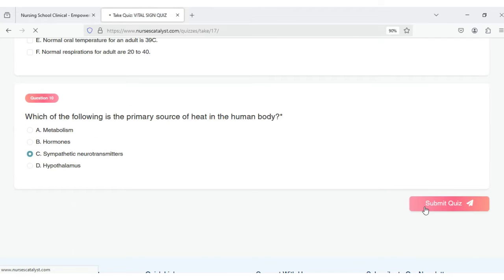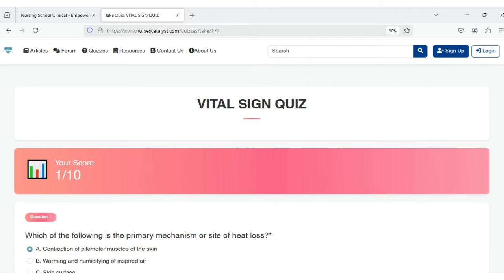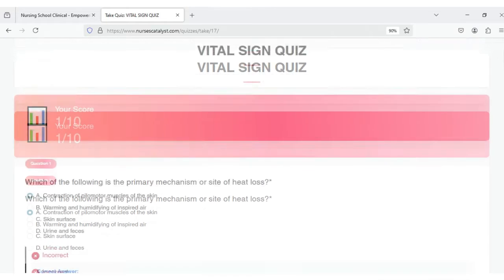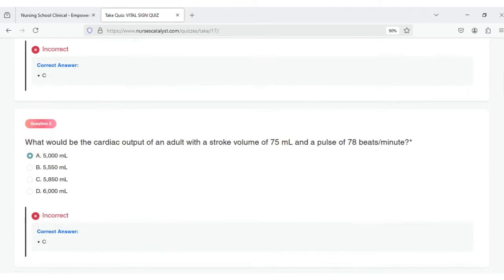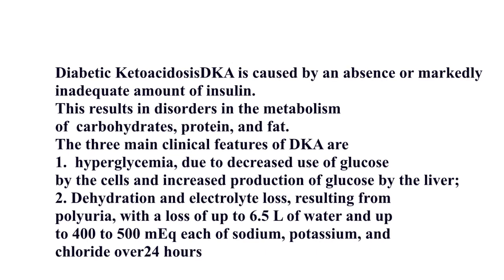Diabetic ketoacidosis, DKA, is caused by an absence or markedly inadequate amount of insulin. This results in disorders in the metabolism of carbohydrates, protein, and fat. The three main clinical features of DKA are 1. Hyperglycemia, due to decreased use of glucose by the cells and increased production of glucose by the liver.